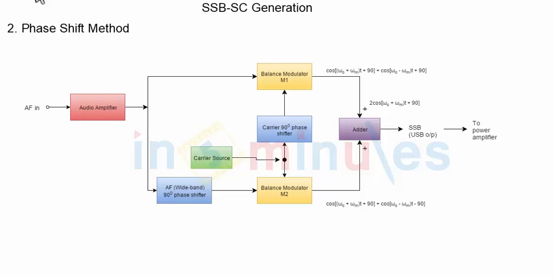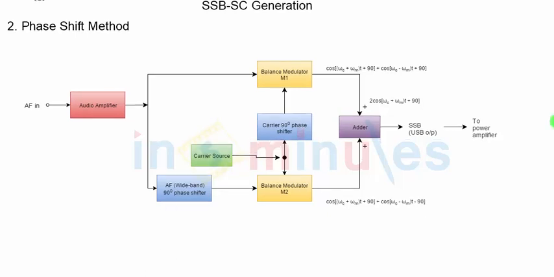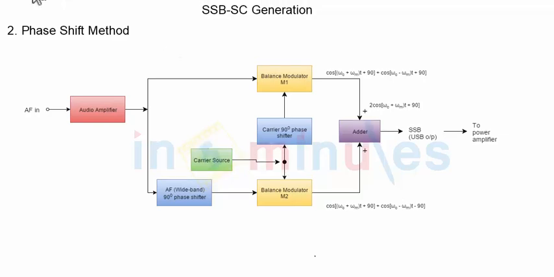Let us discuss the second method of SSB-SC generation, which is called phase shift method. Now, the problem that we face in the filter method is the use of filter itself. Because we require a filter to suppress one of the two sidebands, and because there's a need to design the filter at high frequency, we have to go for the modified filter method in which we first generate the DSB signal at low frequency, but it can't be very low again. It has to be a frequency which is outside the range of modulating frequencies.